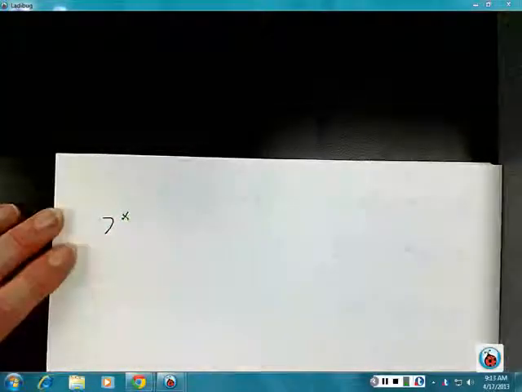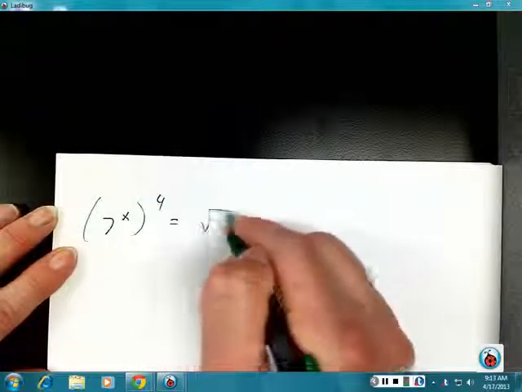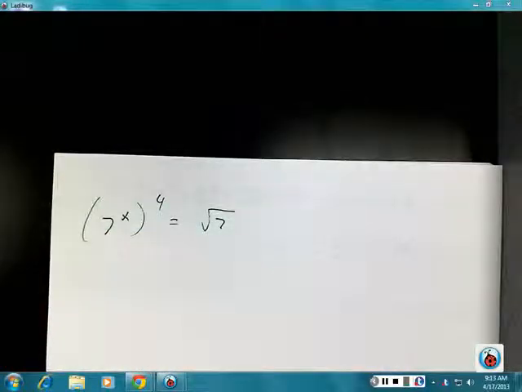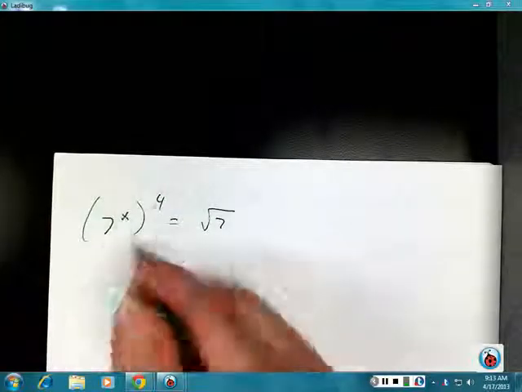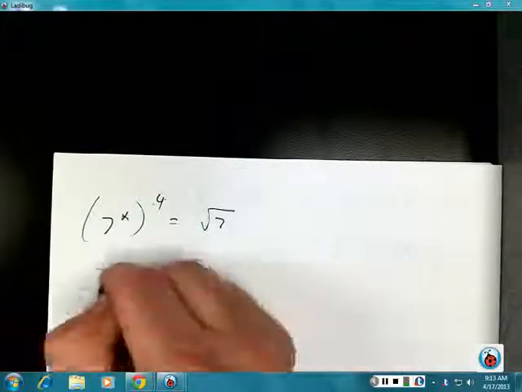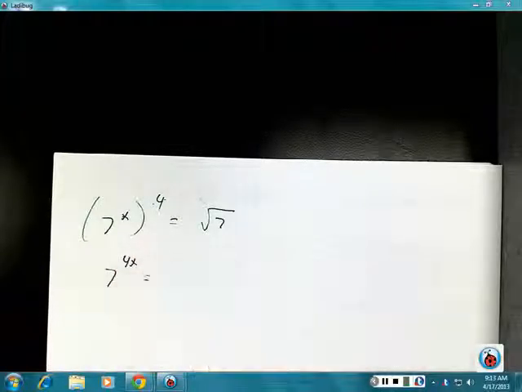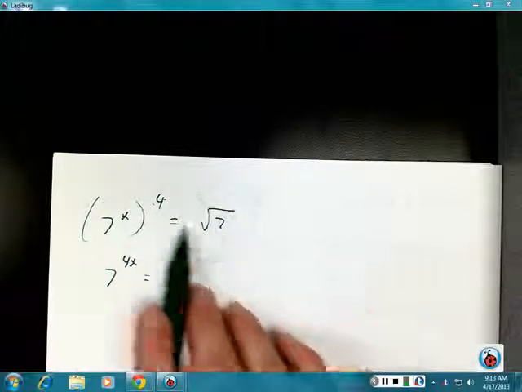How about this one? 7 to the x power raised to the 4th is equal to the square root of 7. No logs in here. Can I make my bases match? What do you think? So I've got 7s. That looks like it might be hopeful. And this one, all I gotta do is multiply and distribute that 4 times the x and get 7 to the 4x power.